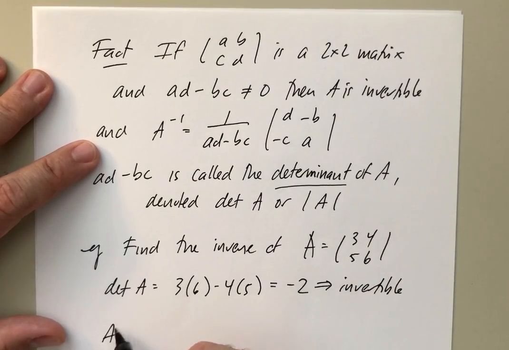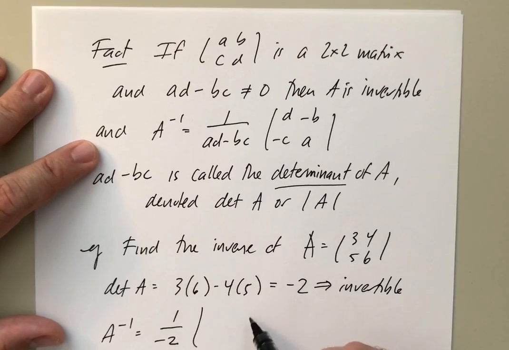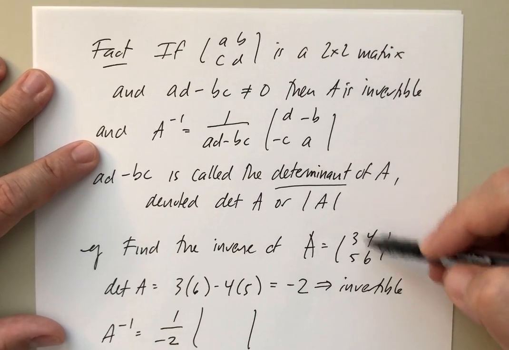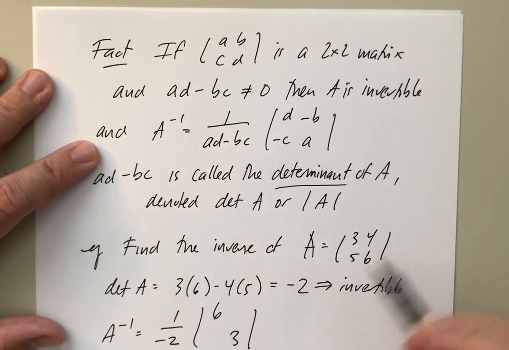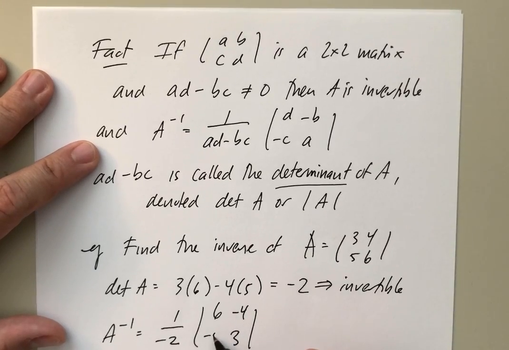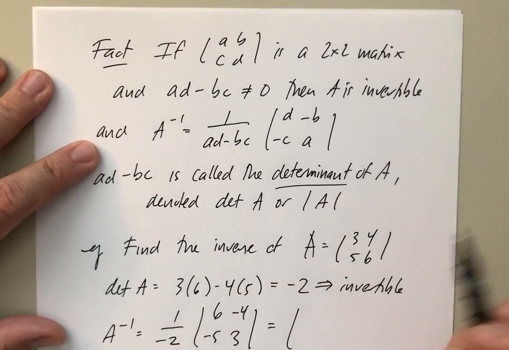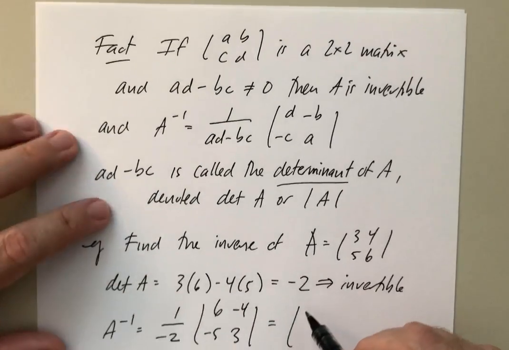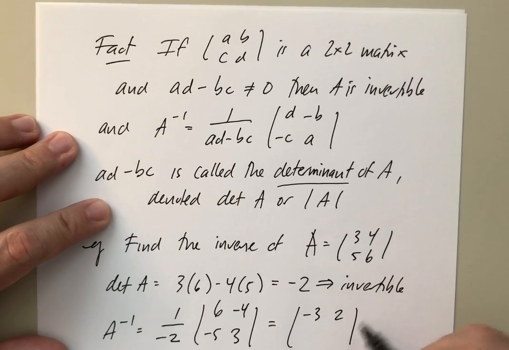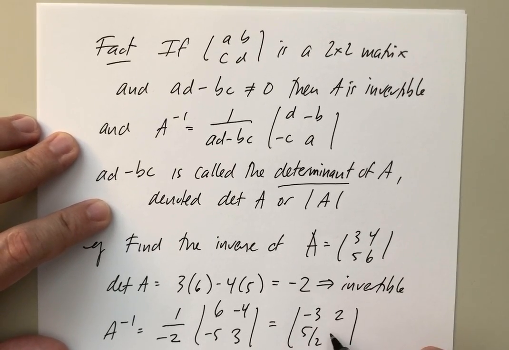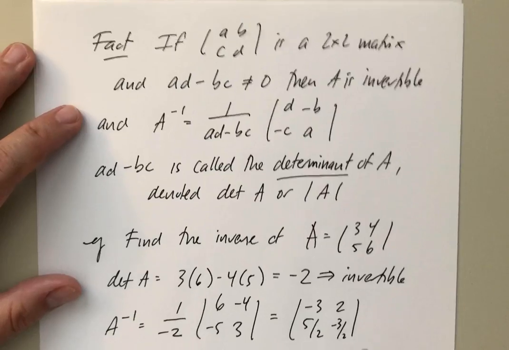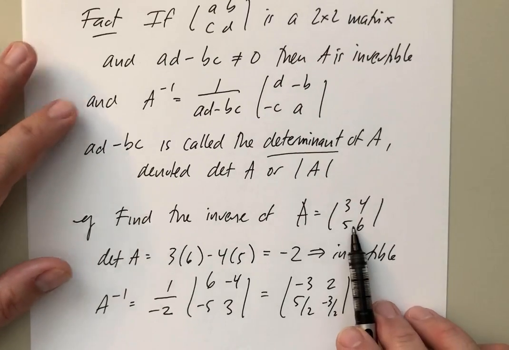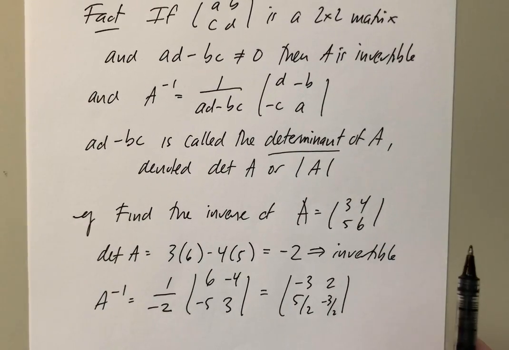And our formula says that A inverse is going to be 1 divided by that number times, what I do is I swap the diagonal entries, so this becomes 6, 3, and I negate the off diagonals. So if you want to just write that as a matrix without the number, that's minus 3, 2, 5 halves, minus 3 halves. And you can check now that if I multiply this by A, I'll get back the identity matrix.